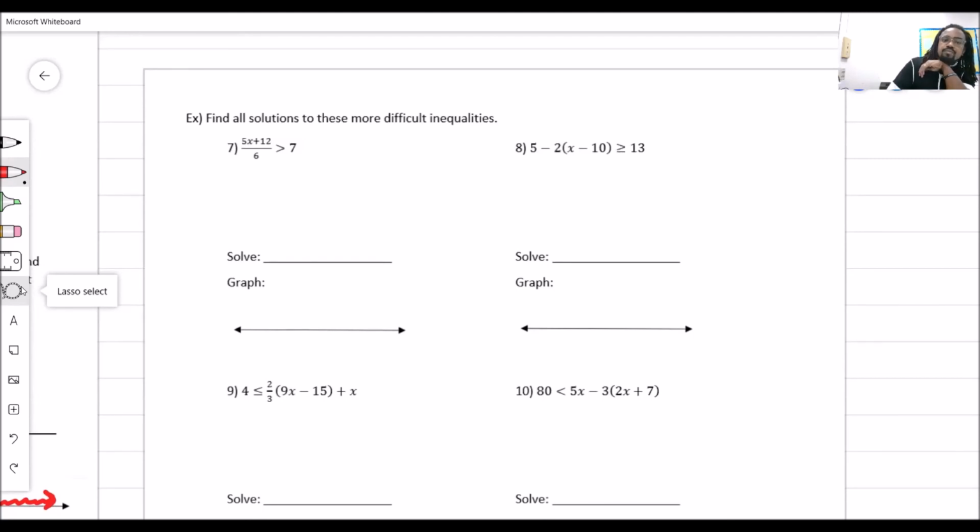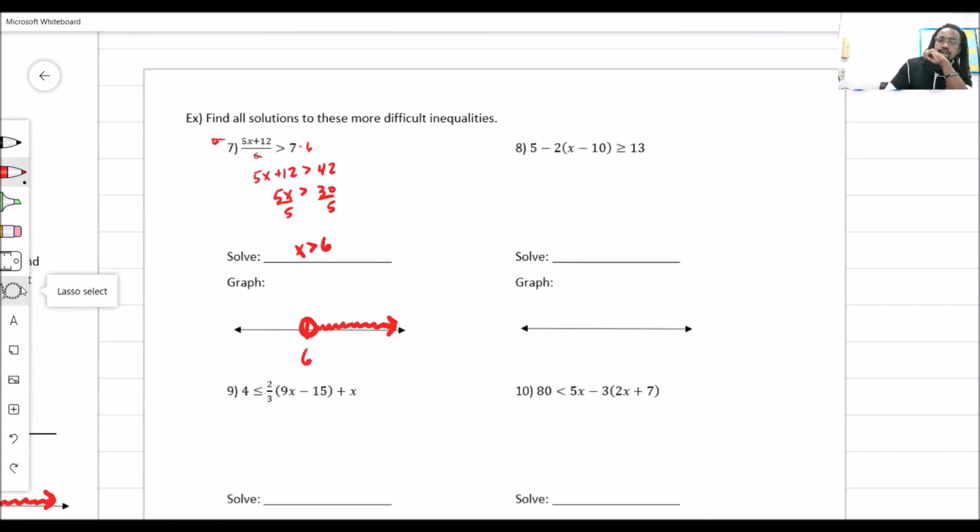Let's go through it. For number 7, we're going to multiply both sides by 6. We get 5x plus 12 is greater than 42. Subtract 12 from both sides, so 5x is greater than 30. And then divide by 5. So we end up with x is greater than 6. So all the stuff that we talked about with equations really carries over. The biggest change is that when we multiply or divide by a negative number, we have to flip the sign.